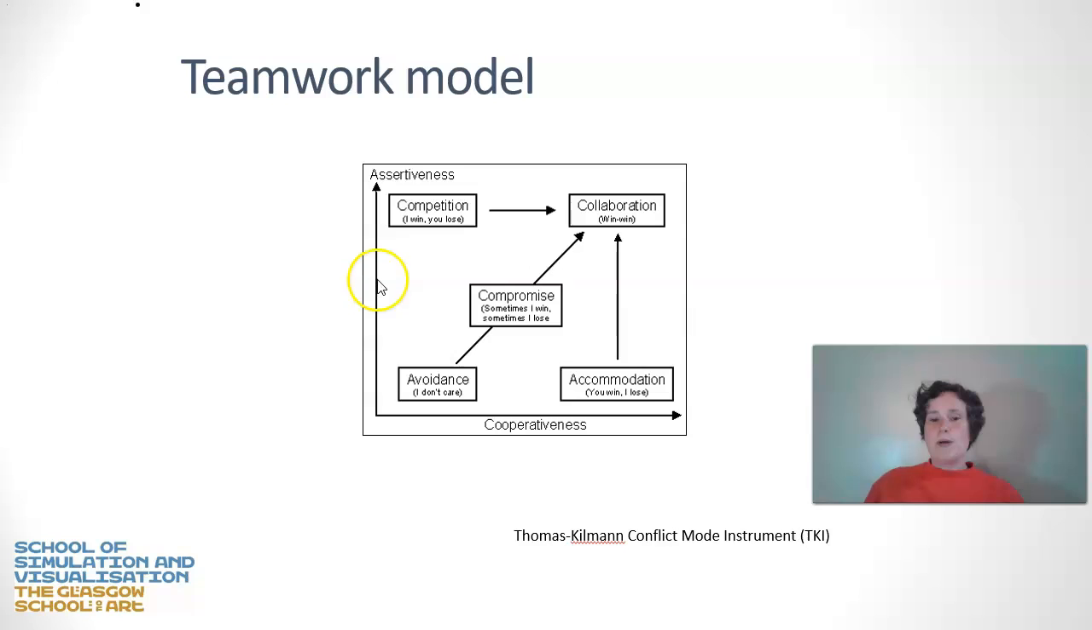As you move up in the assertiveness scale, this avoidance becomes competition. So you're not cooperating at all, but you're very assertive. So you're becoming competitive up here. And this usually comes out in the format of you want to win at something, and you winning means that everybody else in the team is losing. So it's pushing through your own agenda in a non-cooperative way.